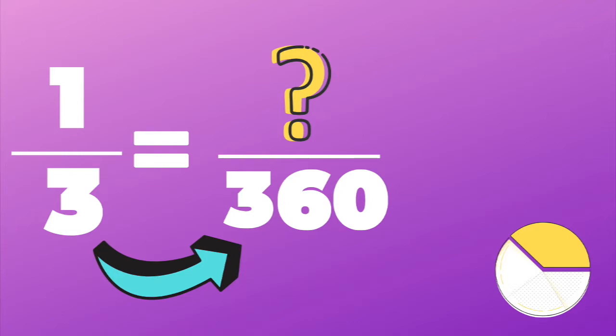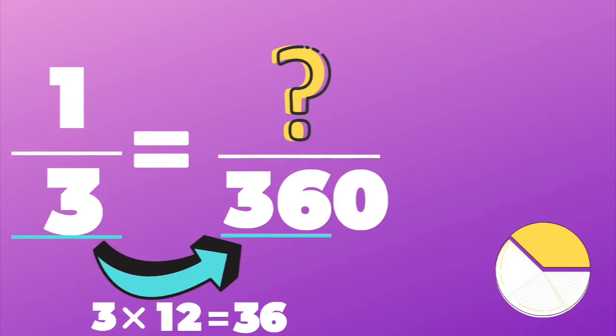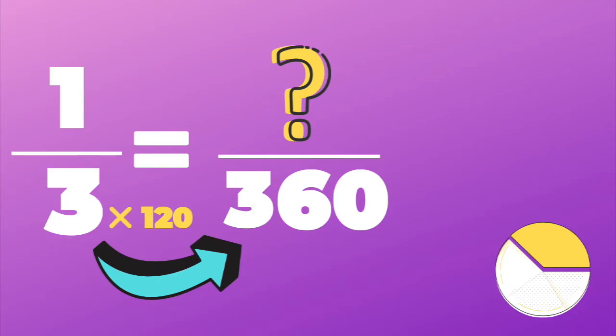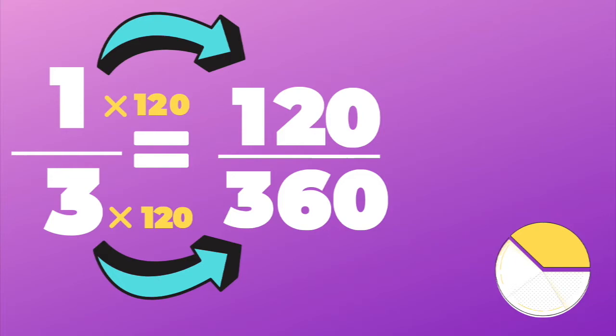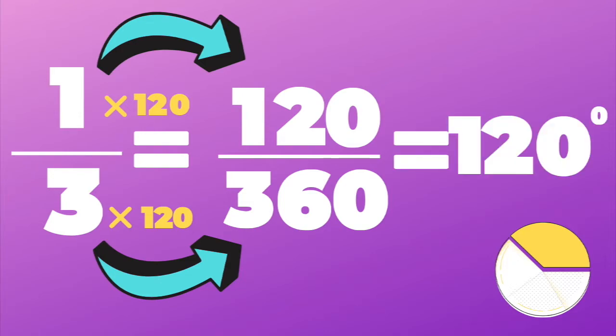Did you figure out that 3 times 12 gives you 36? And then did you just throw a 0 on the end to know that 3 times 120 is 360? Awesome. Now I want you to apply that same relationship that you found for the denominators to the numerators. What did you get? Did you say 120 out of 360ths of the circle? Well, if you did, what's your measurement? Did you say 120 degrees?